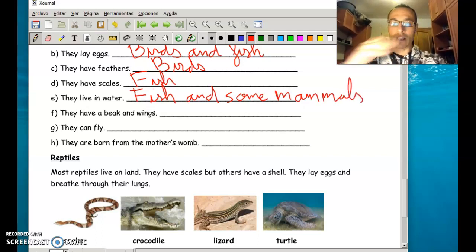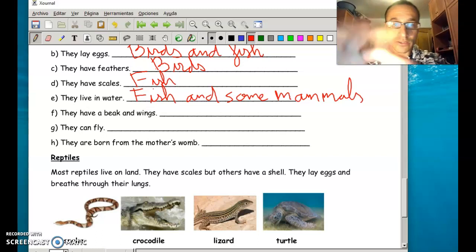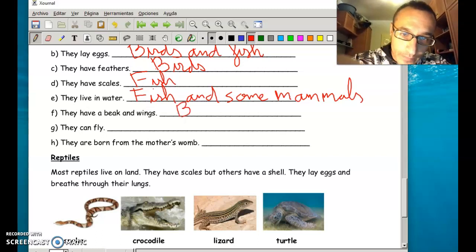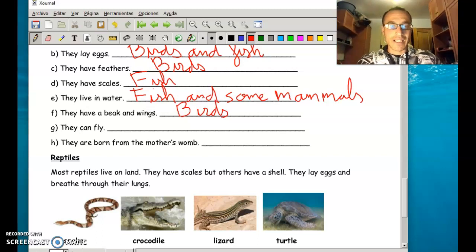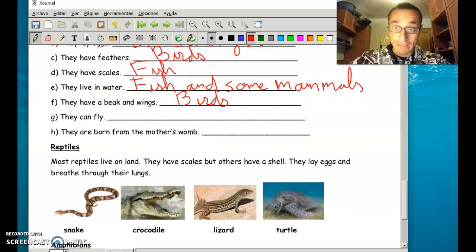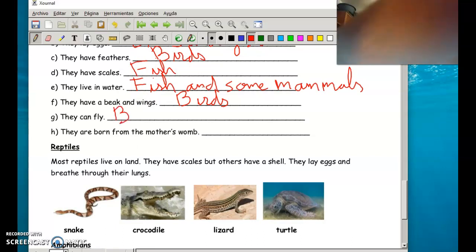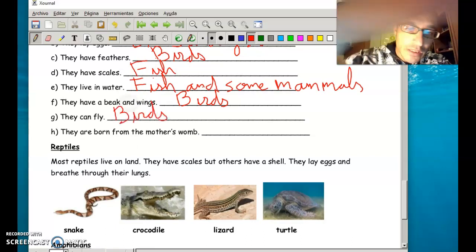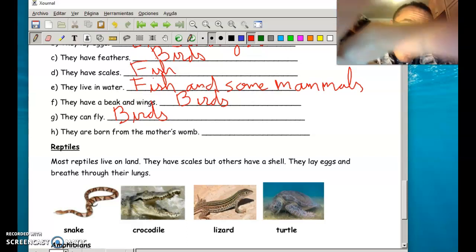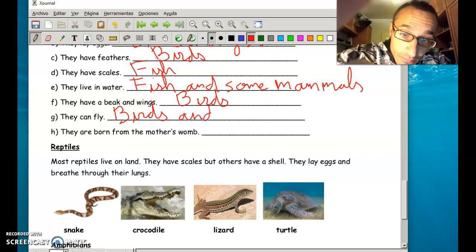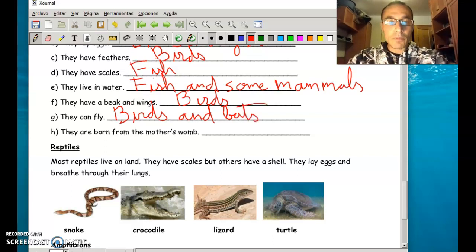They have a beak, wings: birds, good. Feathers: birds. And wings, sorry, wings. They can fly: birds as well. Birds, and do you remember that there is one flying mammal? Do you remember its name? The bat, yeah. So we can say birds and bats, right? Because bats are not birds. So bats. And they are born from the mother's womb.